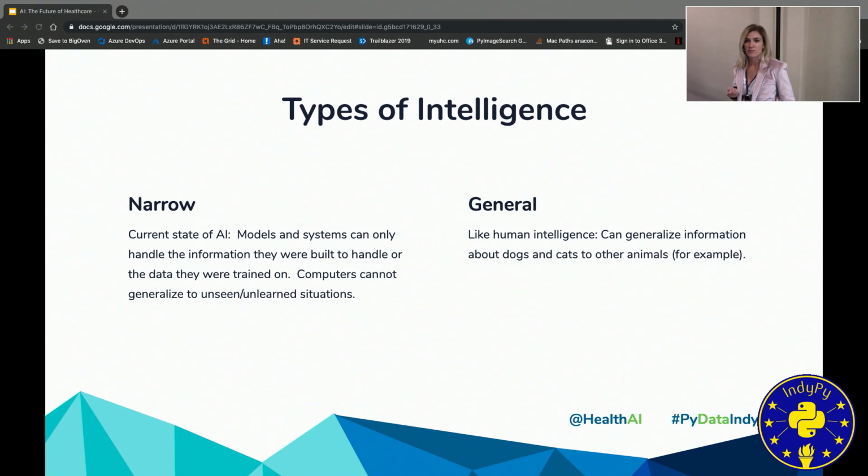So how does that differ from how a human would handle the same problem? Well, a human could do the same thing. If you are shown a picture of an animal you've never seen before, you can say, I've never seen that animal before. But you know it's an animal and not a tree or a human. So we can still generalize some of the information that we have to things that we've never seen before. AI can't do this yet.